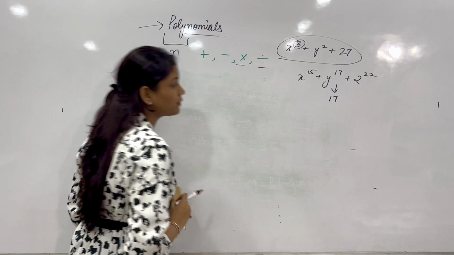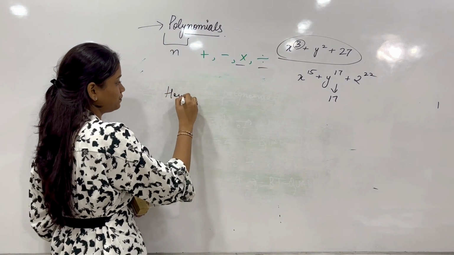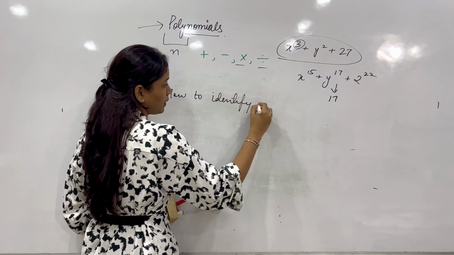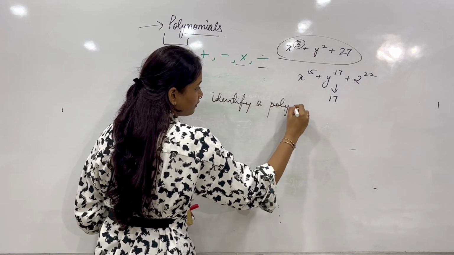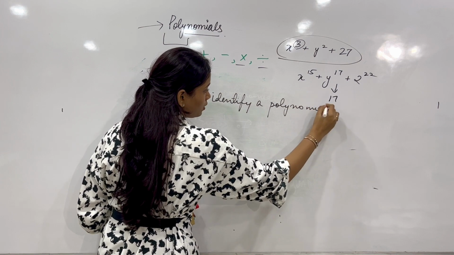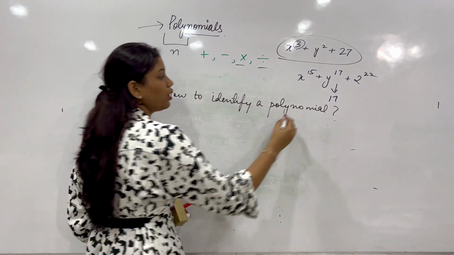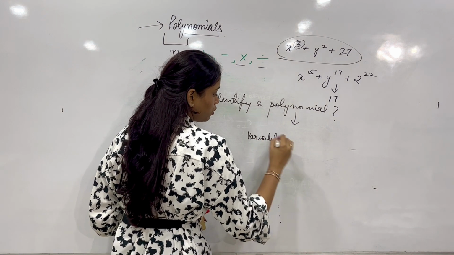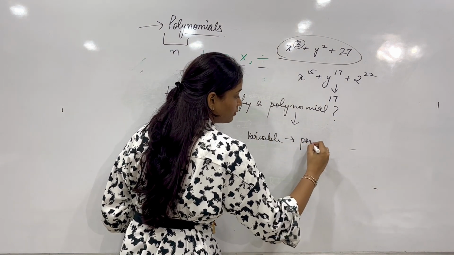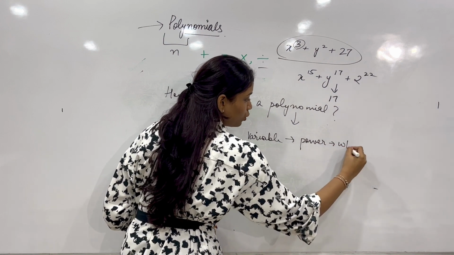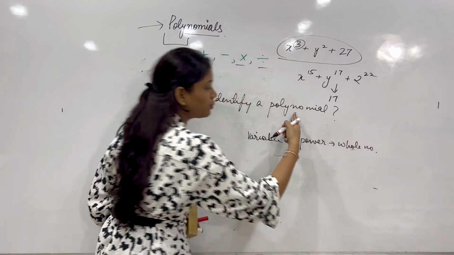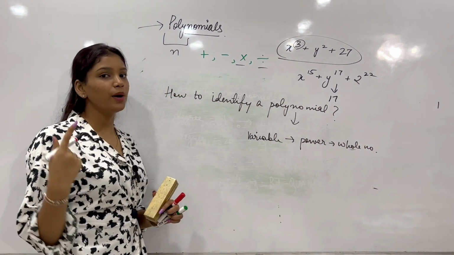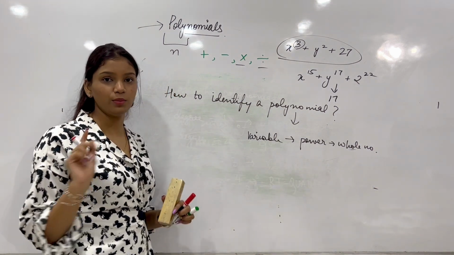How to identify a polynomial. So in a polynomial, the variable will always have a power which is a whole number. So in a polynomial, the power of the variable will always be a whole number. If the power is not a whole number, it is not a polynomial.